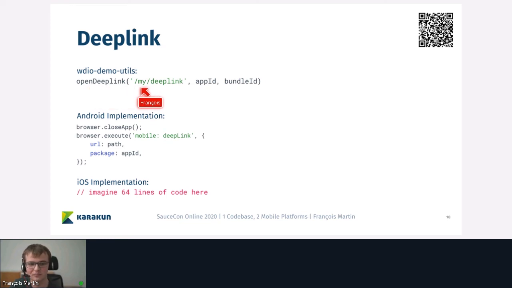So you just need to write open deep link, write in it which deep link you want to access, and then you need to provide your app ID for Android and your bundle ID for iOS. And this is what happens behind the scenes. So the Android implementation is quite simple and straightforward. As for the iOS implementation, you just have to imagine 64 lines of code here.